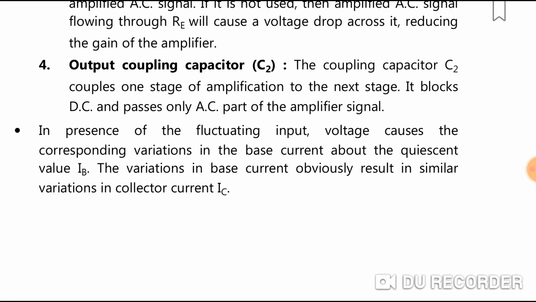The output coupling capacitor C2. The coupling capacitor C2 couples one stage of amplification to the next stage. It blocks DC and passes only the AC part of the amplified signal.